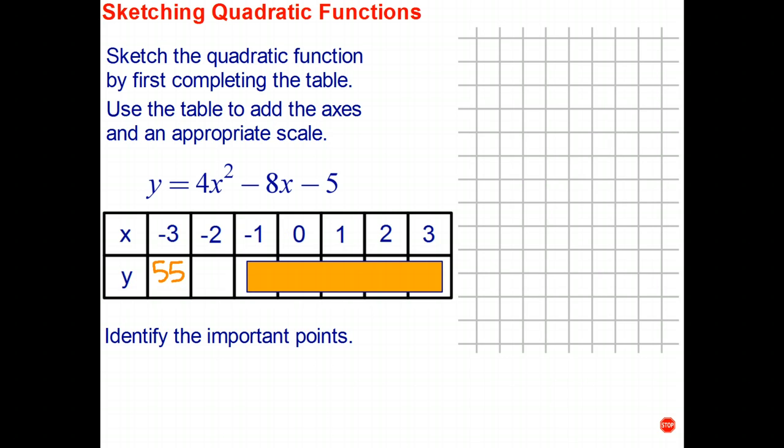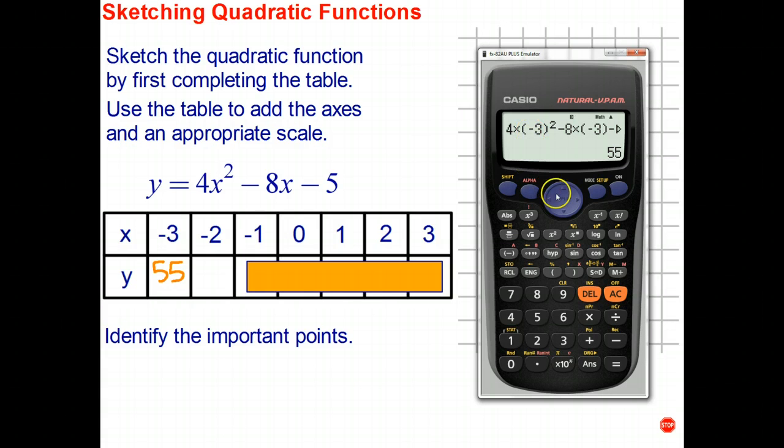Okay, let's put in negative 2, so we can just use our left arrow, 4 times negative 2 minus 8 times negative 2, take 5, and we get 27.